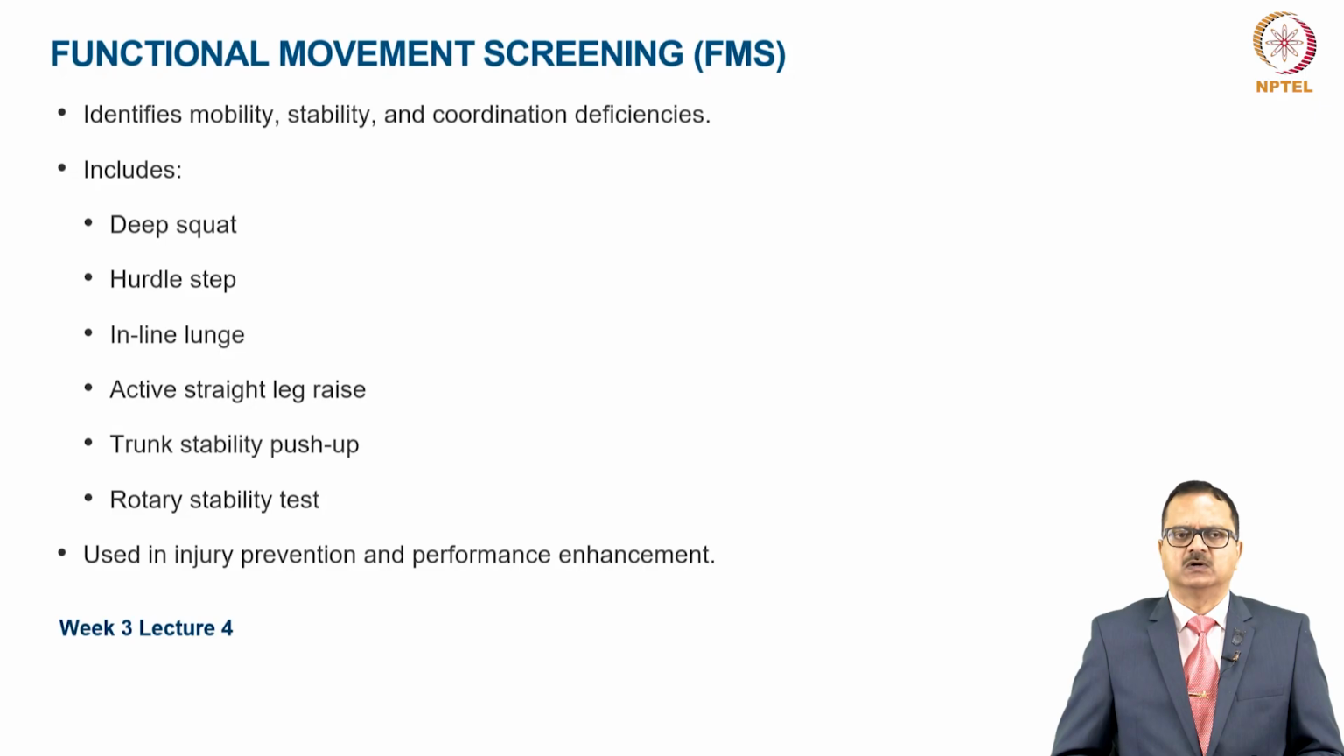You also do something called a functional movement screening or FMS, which identifies deficiencies in mobility, stability, and coordination. This test includes a deep squat, hurdle step, inline lunge, active straight leg raise, trunk stability push-up, and a rotary stability test. There is an FMS kit which is available nowadays, and you can safely do all these tests using the kit. And FMS is now being used in injury prevention and for performance enhancement.